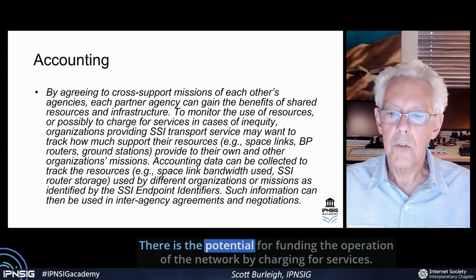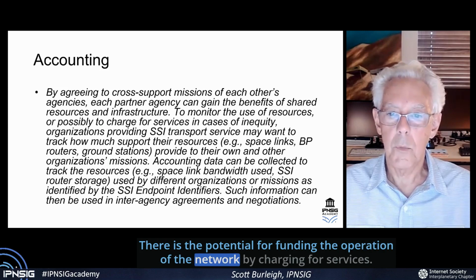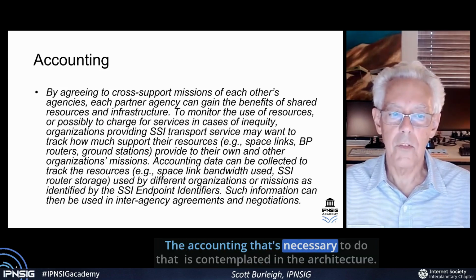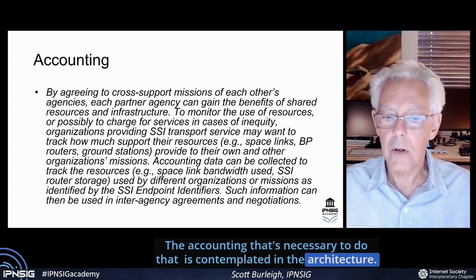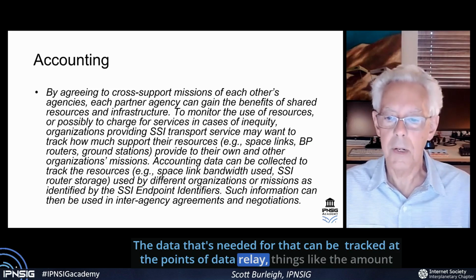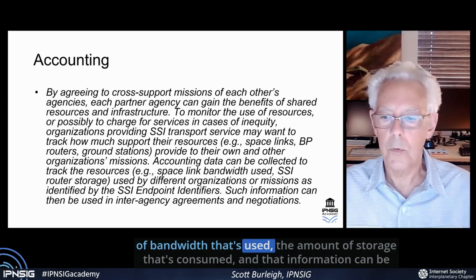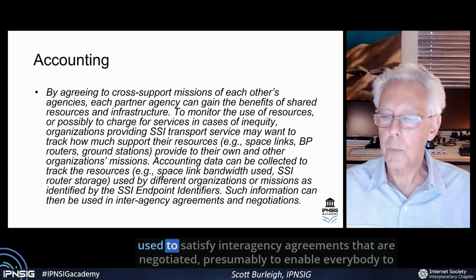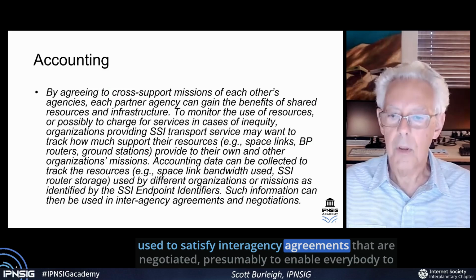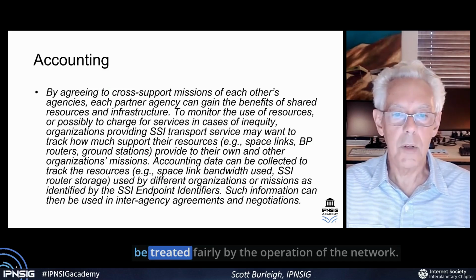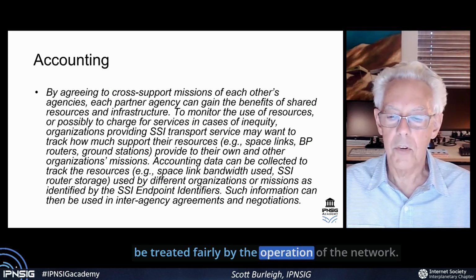There is the potential for funding the operation of the network by charging for services. The accounting that's necessary to do that is contemplated in the architecture. The data that's needed for that can be tracked at the points of data relaying, things like the amount of bandwidth that's used, the amount of storage that's consumed, and that information can be used to satisfy interagency agreements that are negotiated, presumably to enable everybody to be treated fairly by the operation of the network.